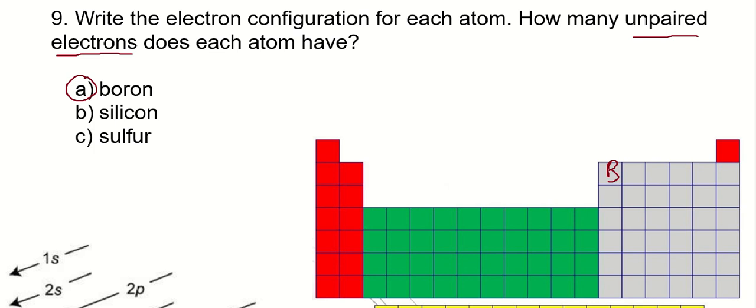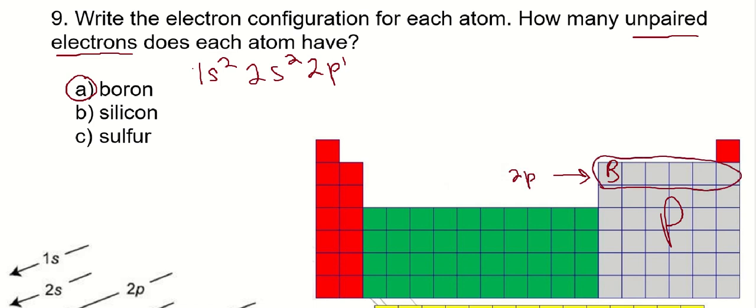Electron configuration, so it's going to go 1s2, 2s2, and then 2p1. This is your p block, and boron is in the second energy level, so that's the 2p row, this thing right here. And because it's the first electron in that block, you know it's going to end with 2p1.